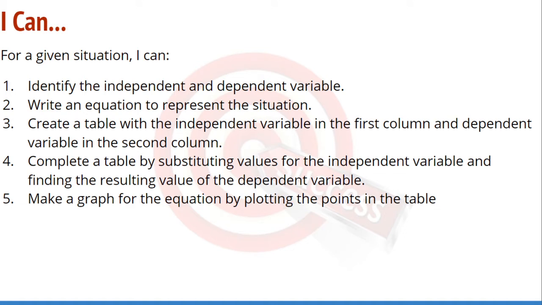I can statements. I can identify the independent and dependent variable. I can write an equation to represent the situation. I can create a table with the independent variable in the first column and dependent variable in the second column. I can complete a table by substituting values for the independent variable and finding the resulting value of the dependent variable. And I can make a graph for the equation by plotting the points in the table. We did these first four items in the last lesson, so we will review those and we will add the graphing piece in this lesson.